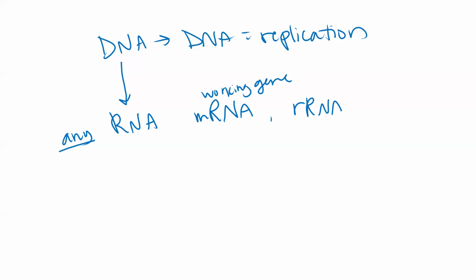There's rRNA, which is the structure of the ribosome. And then tRNA, which is called transfer RNA because it's going to be transferring the correct amino acid when we go through translation later on. So our working gene is mRNA. Anytime you're making RNA, it had to come from a DNA template. That process is called transcription.